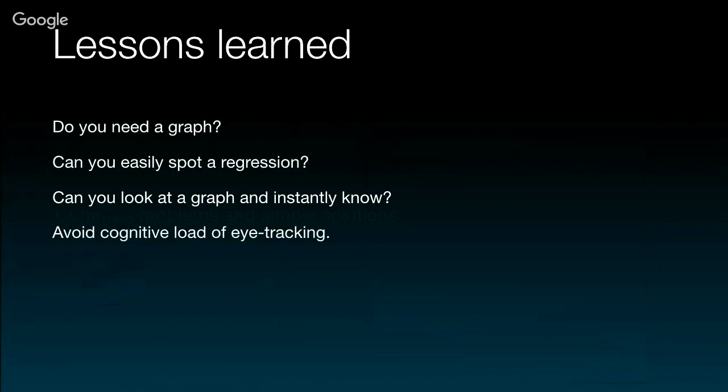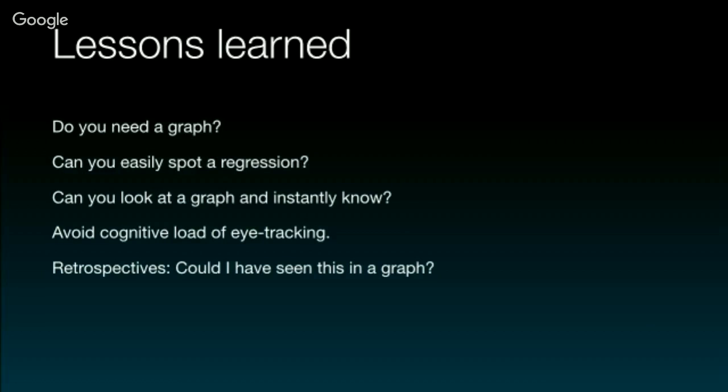You want to avoid cognitive load where you have two graphs that try to mimic each other. Instead, you can use something like a time shift or a second y-axis. And the last one is retrospectives. After something happened, go back in your graphs and see if you can find that problem retroactively and improve your graphs that way.